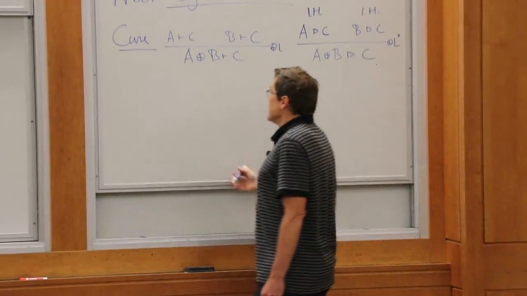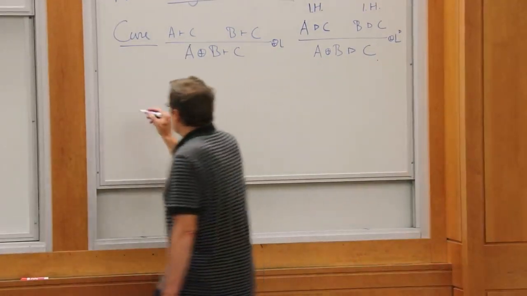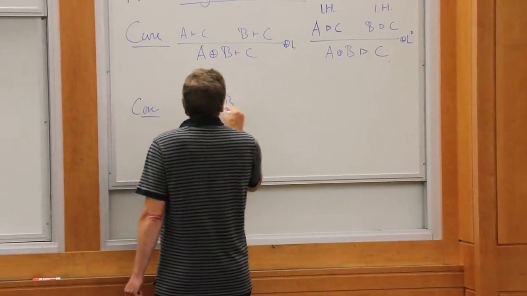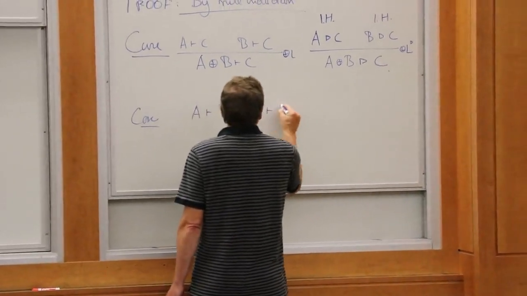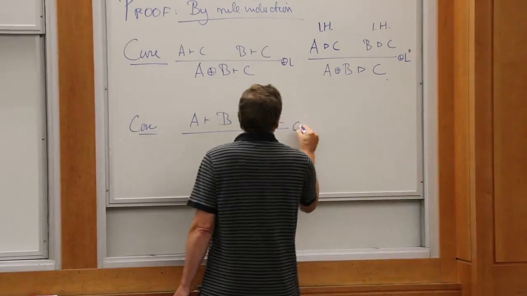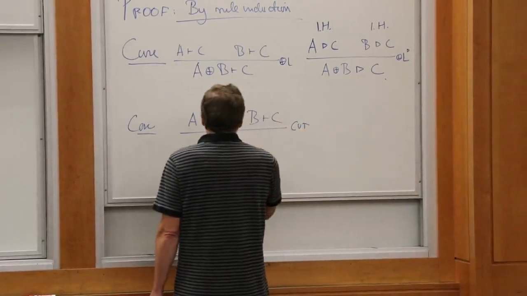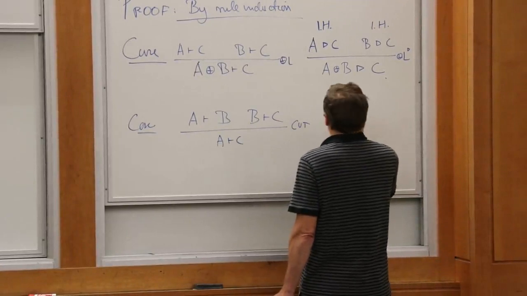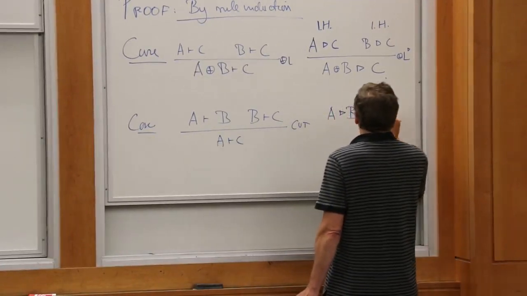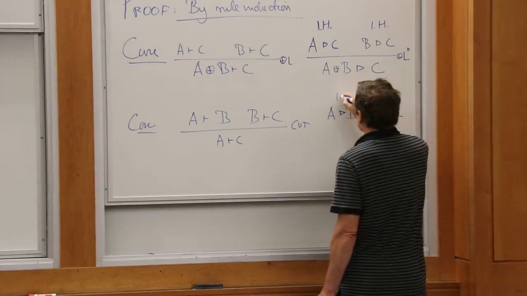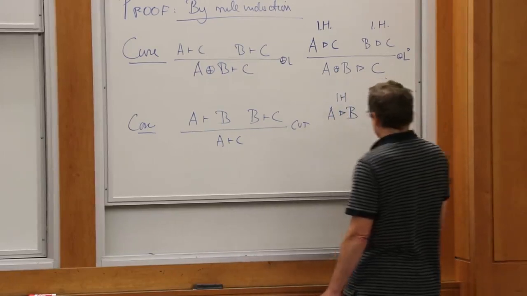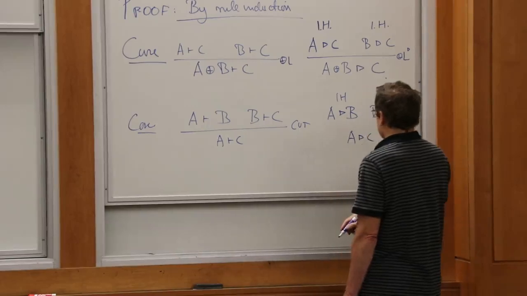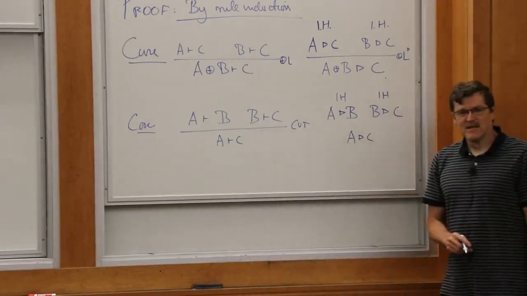Okay. Right, so the case of cut. So we have A proves B, B proves C, and we have cut, giving A proves C. The induction hypothesis here gives us A proves B without cut, B proves C without cut. So that's my induction hypothesis. And now we need to say, okay, then A proves C without cut. Ouch.